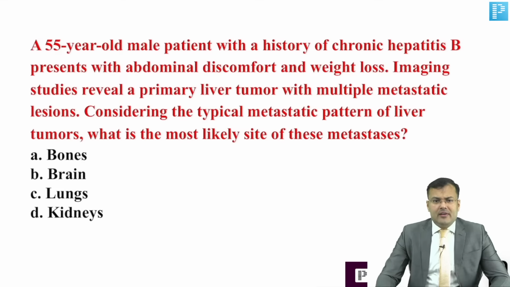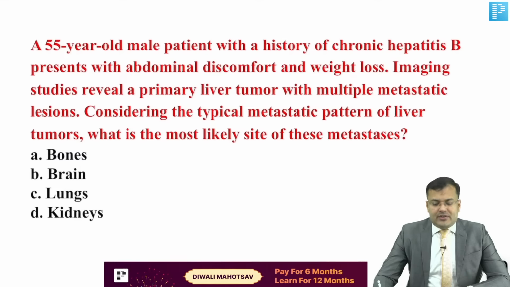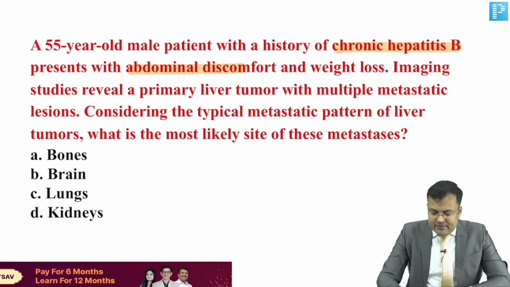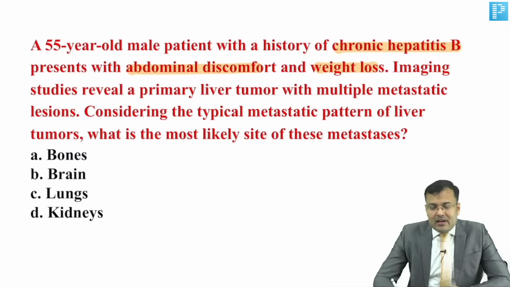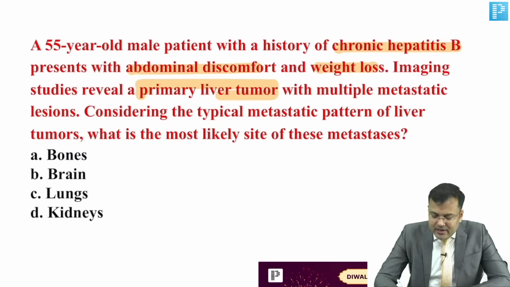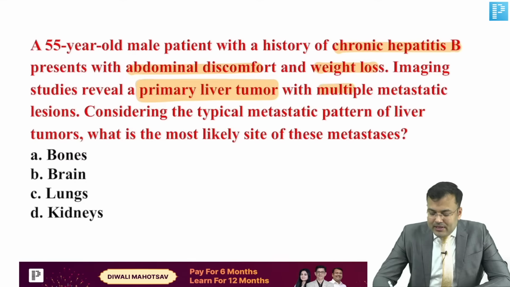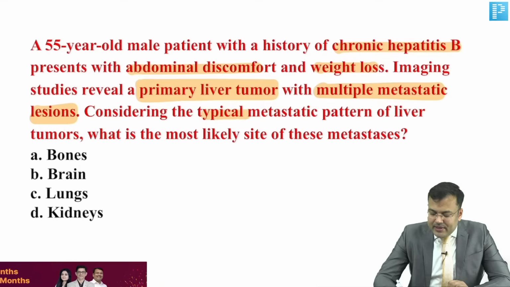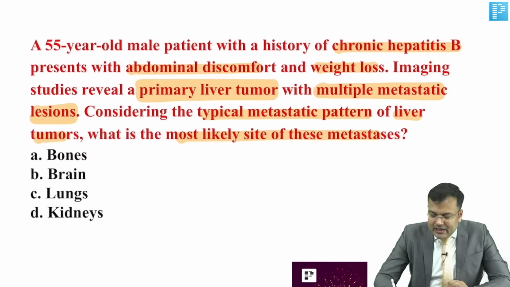Very easy. A 55-year-old male patient presents with history of chronic hepatitis B. There is abdominal discomfort and patient is having weight loss. Imaging studies reveal a primary liver tumor. See, patient is having a liver tumor, risk factor is hepatitis B, and there are multiple metastatic lesions, right? Considering the typical metastatic pattern of liver tumors, what is the most likely site of these metastases?